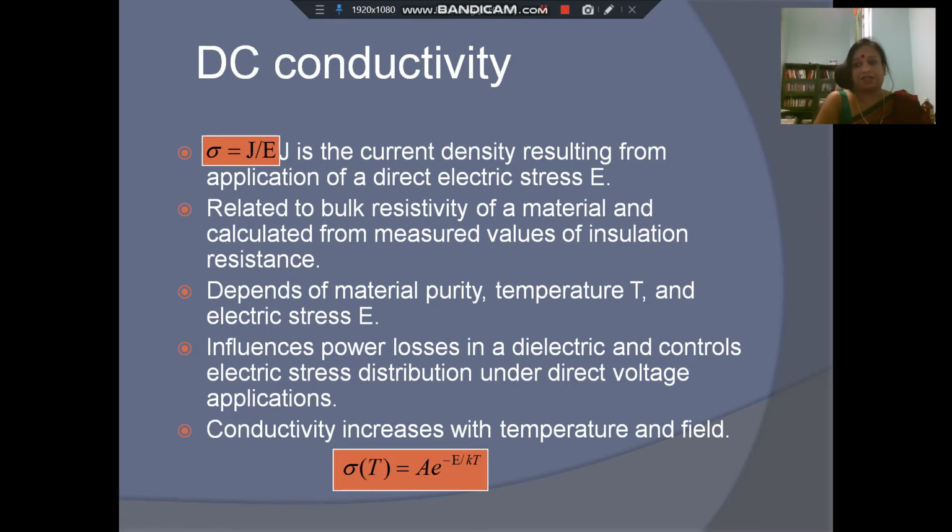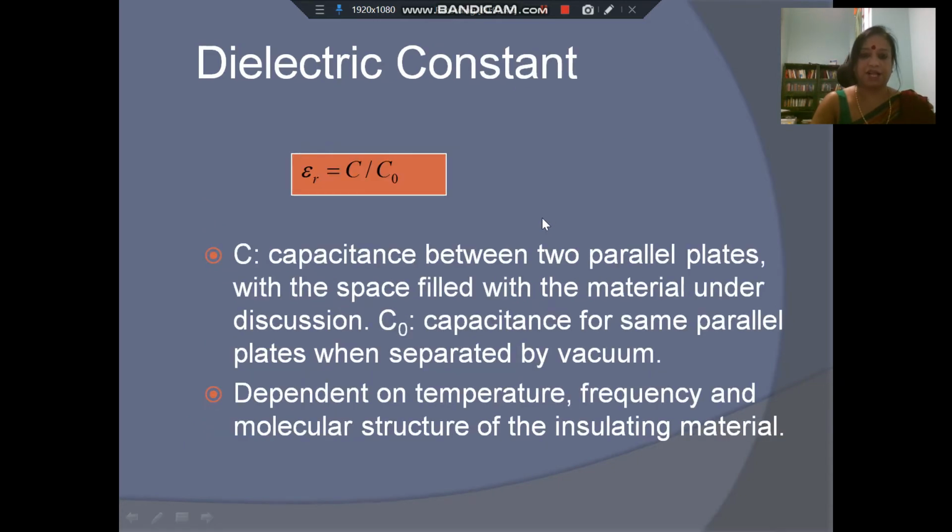Why are we interested in the DC conductivity of a material? Whenever you have a current flowing through a material, you would also have I square R losses. I square R losses means there would be power loss from the system. So therefore, the DC conductivity of a material decides the power loss that you would have from the dielectric. Apart from that, it also controls the electric stress distribution. So when you apply a direct voltage across the material, what would be the nature of the electric stress distribution within the material is also governed by DC conductivity. Now, electric fields we will discuss later.